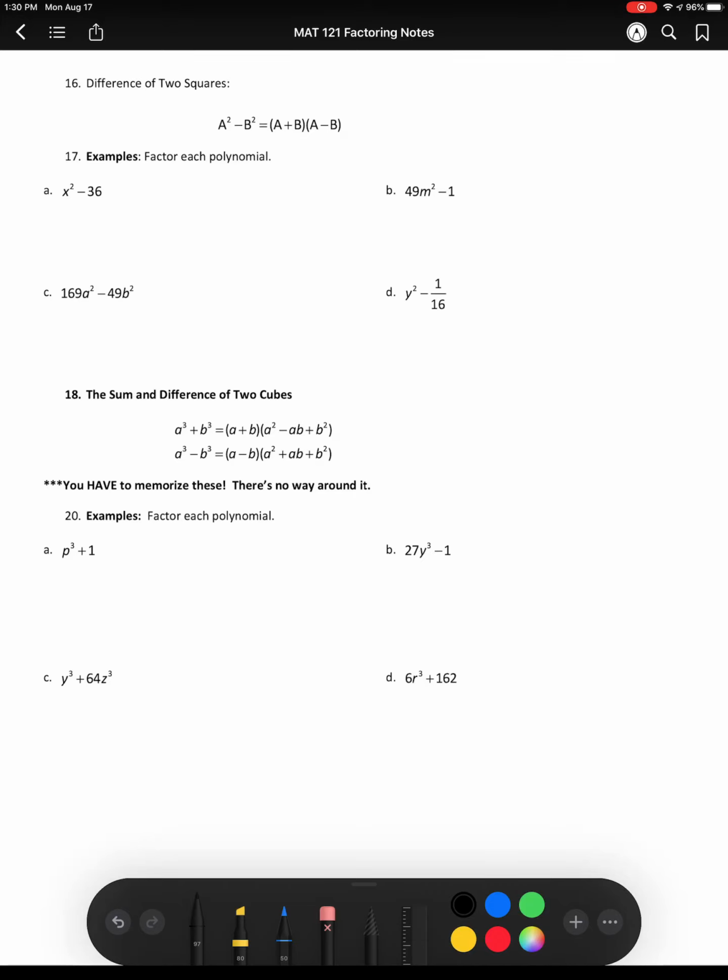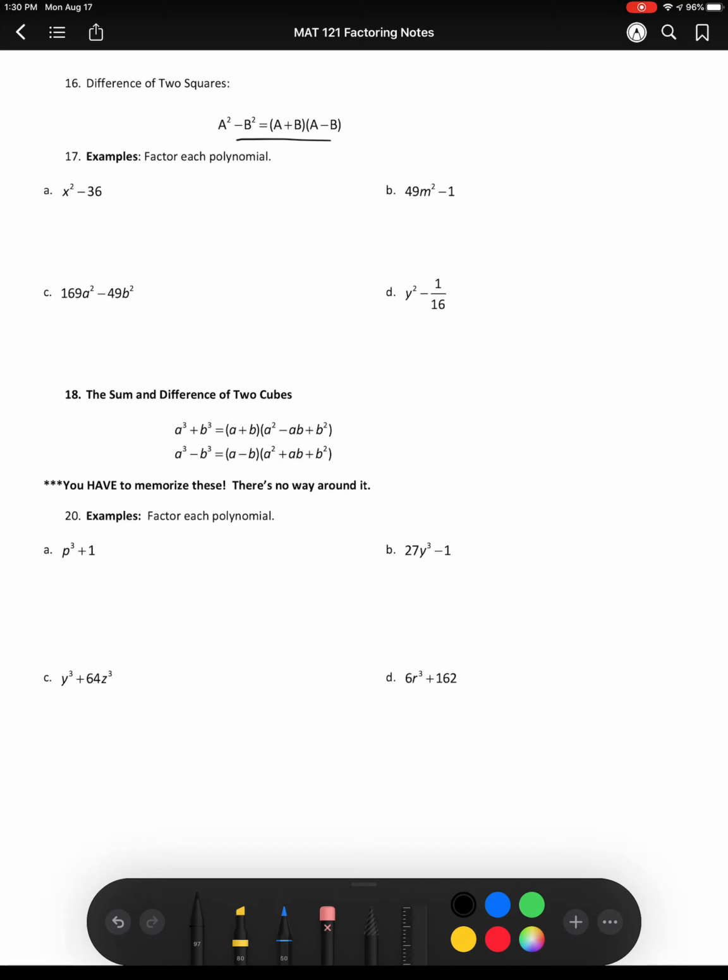Factoring and solving quadratic equations. So the last two types of factoring that we're going to look at are factoring difference of two squares and the sum and difference of two cubes. So they both have a formula.